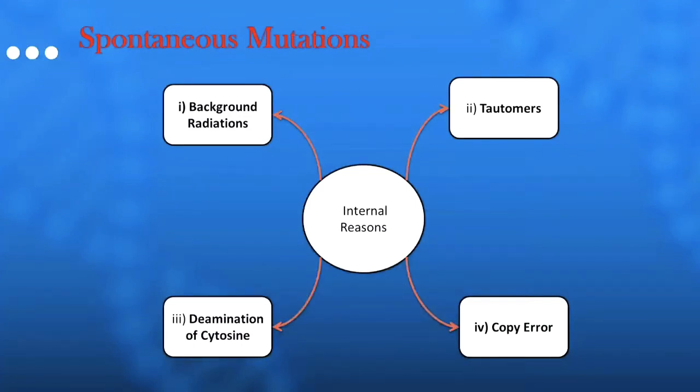For background radiation, it occurs naturally from various sources, for example the sun and radioactive minerals. For tautomers, they pair with different bases so as to cause a change in the sequence, like AT to CG. Deamination of cytosine: cytosine slowly deaminates to produce uracil, which pairs with adenine, resulting in a change in base pairing. And lastly, copy errors. There are a number of steps involved in replication, transcription and translation. Any wrong choice or entry of a different group will cause a mutation.